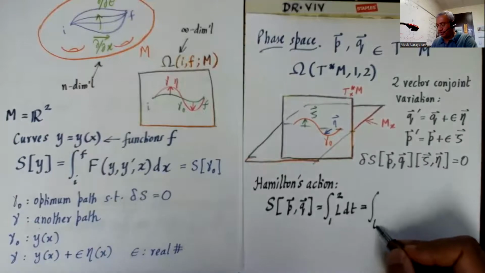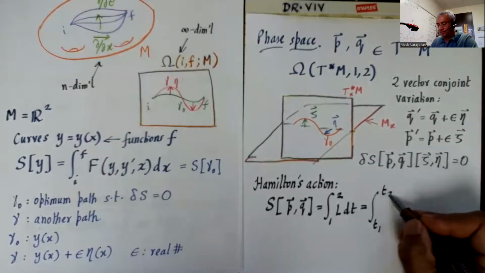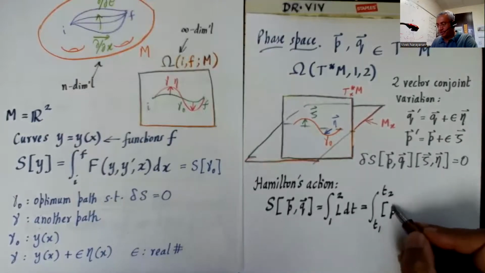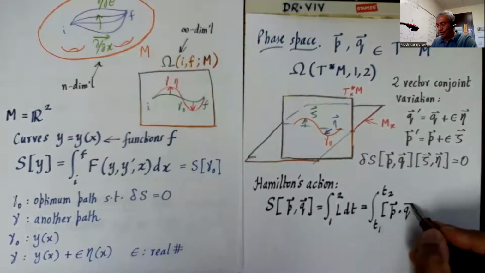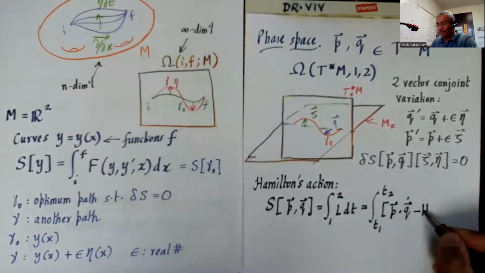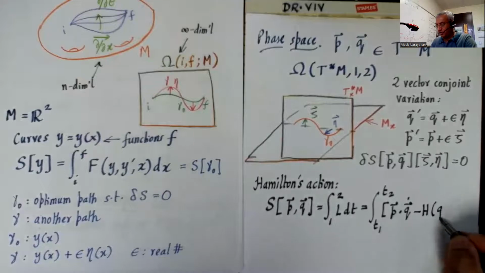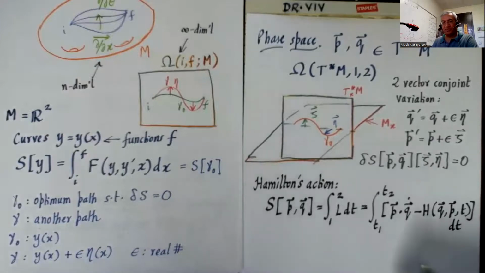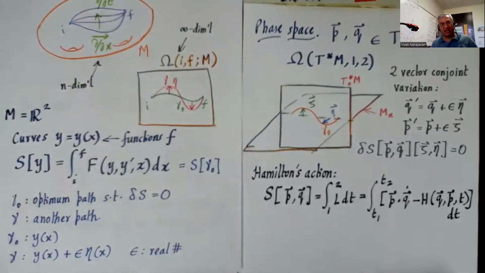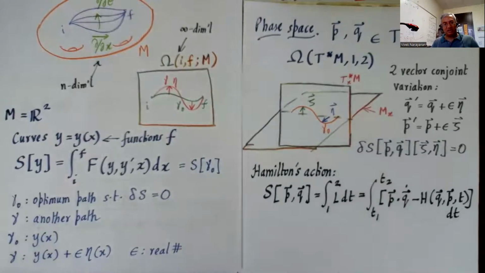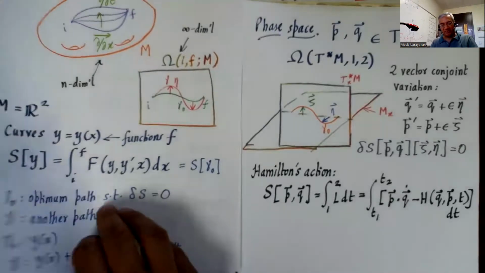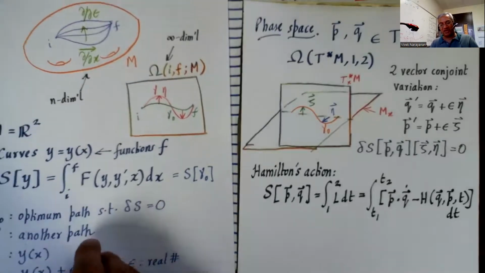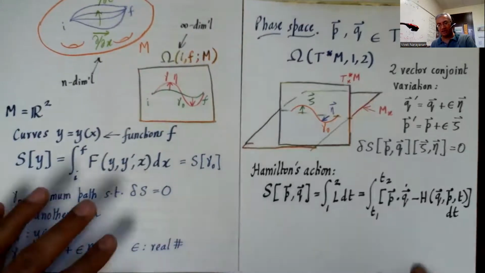The Lagrangian is formed like this, from time t1 to time t2, of P dot Q dot minus the Hamiltonian as a function of Q, P, and T. Observe, it's the Lagrangian that is more fundamental in the variational principles, not the Hamiltonian. So this is one place where the Hamiltonian takes a sidekick position to the Lagrangian.